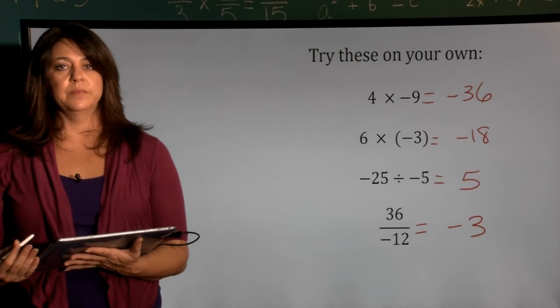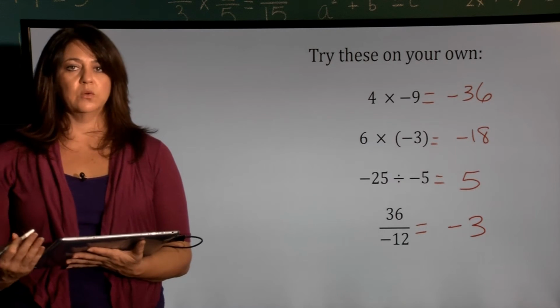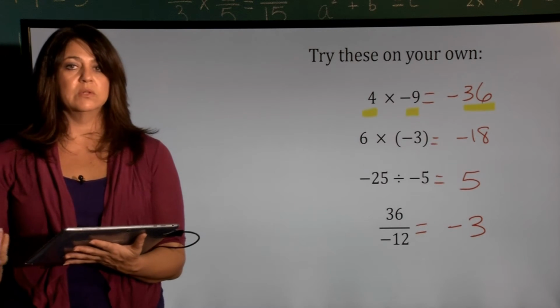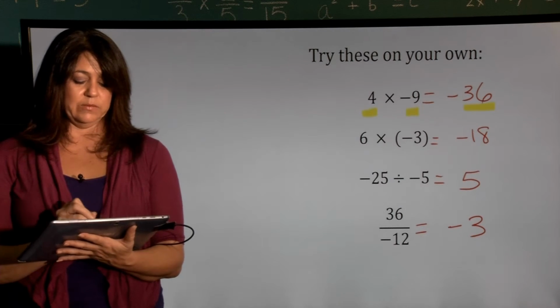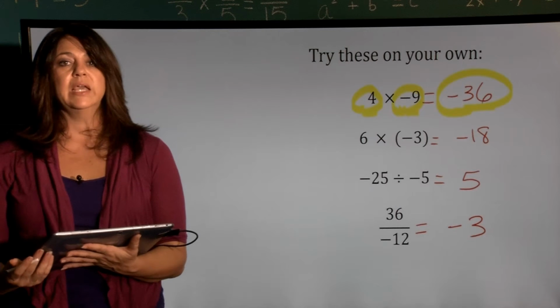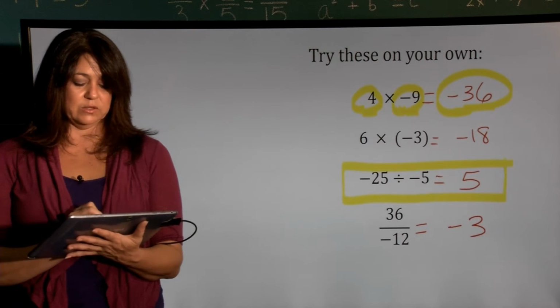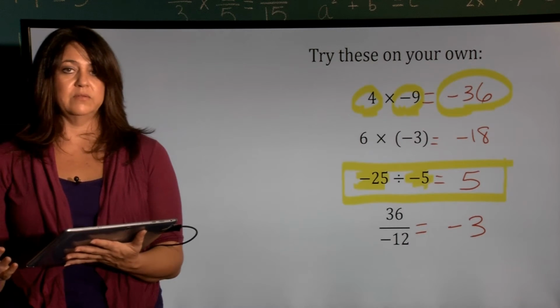Let's see how you did. Hopefully, your multiplication and division facts are stuck well enough in your head that you can look at the 4 and the 9 and know that the answer is 36. Then you can focus on the fact that you have a positive times a negative, so you have a negative answer. The only answer here that's positive is this one, because both the 25 and the 5 are negative.